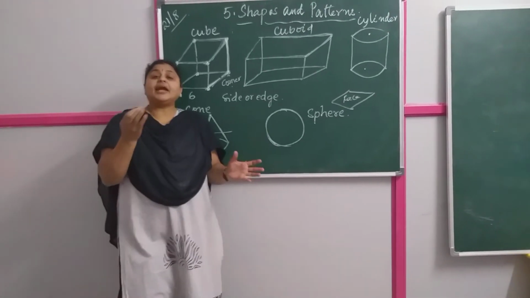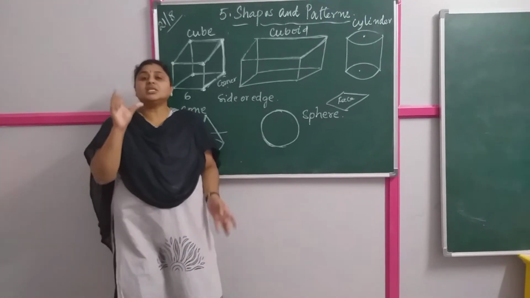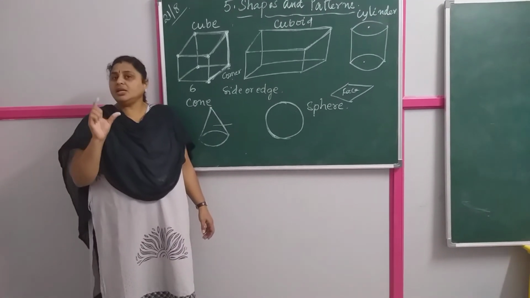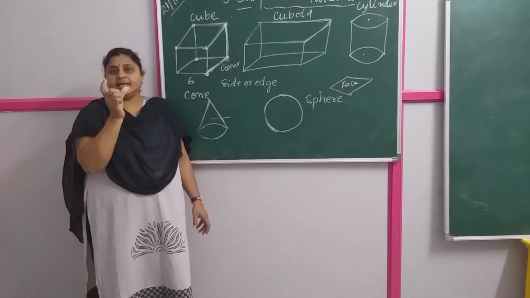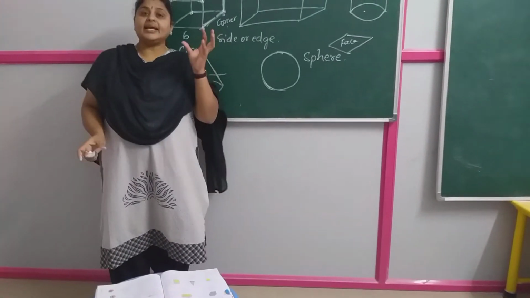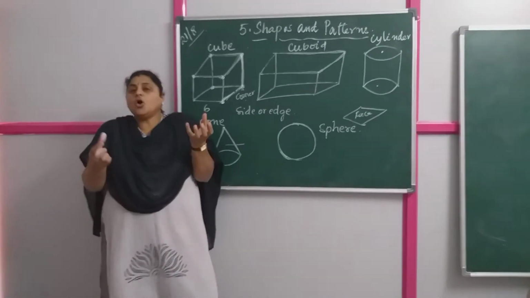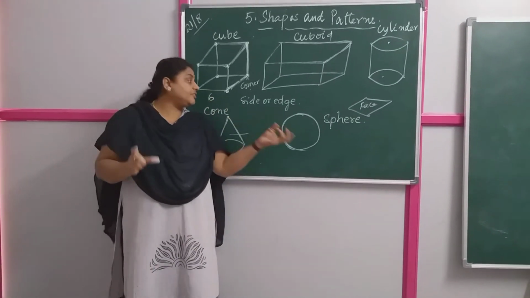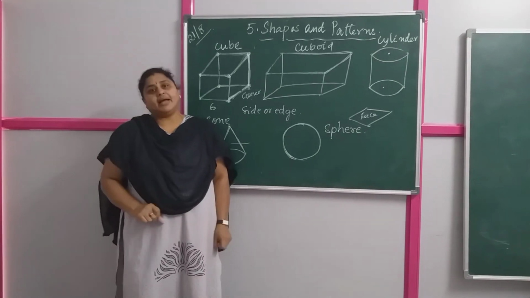Sphere is different from circle, children. For a circle, you can take the example of a bangle. Circle is nothing but a bangle. For a sphere, you can take the example of a ball. If you hold a ball and a bangle, you can find the difference between a sphere and the bangle.